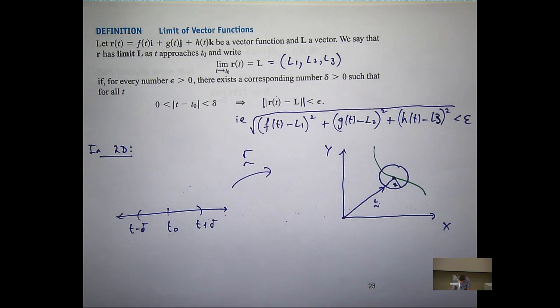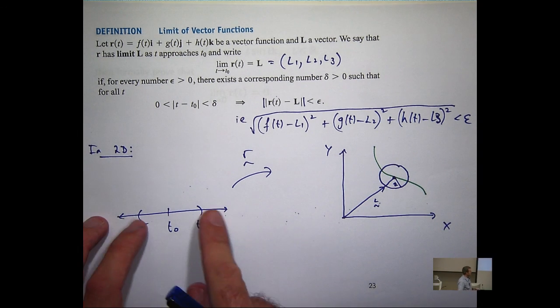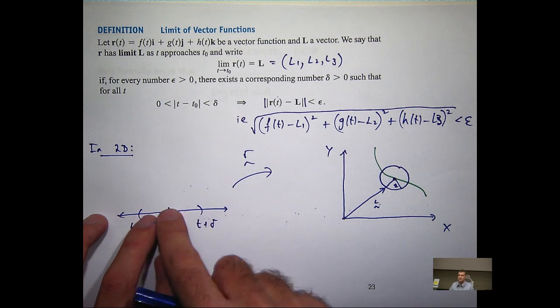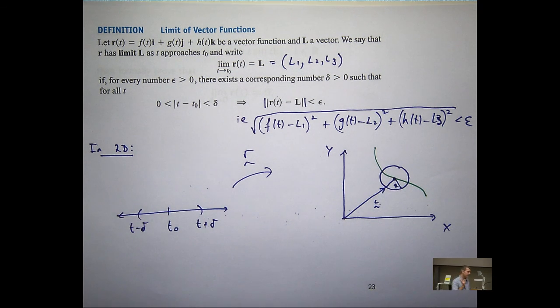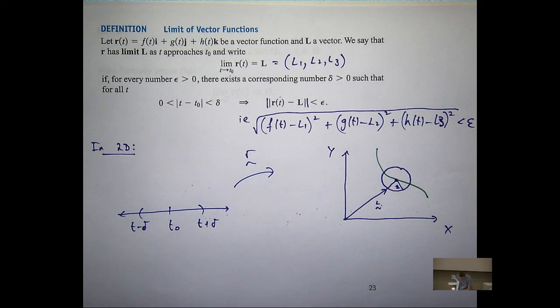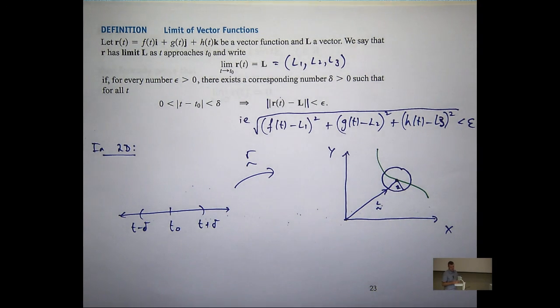What this definition basically says is the following. If I draw any circle around this point, then by restricting the size of this interval, I can always make the curve, or the part of the curve associated with this interval, fit inside the circle. Let me say that again. If I draw the circle on the right-hand side, then I can always construct an interval centered about this t-naught such that the curve will always lie within the circle I've drawn. And that works for every circle. That's what we mean when we say the limit of a vector-valued function is equal to L.